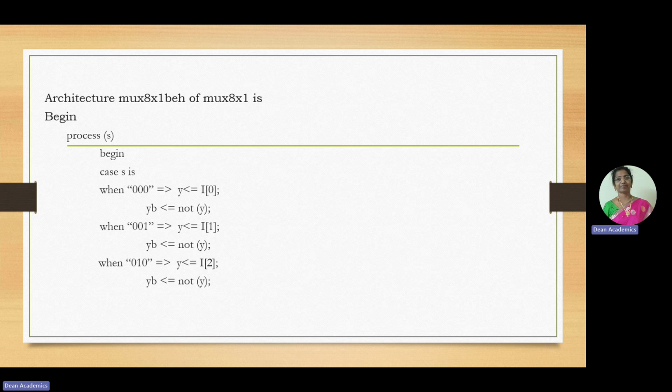when 000, that means S2 S1 S0 are all 0 0 0, then output Y is assigned I0 and Y bar is not of Y. And when select lines S are 001, then Y is I1 and Y bar is not of Y. When select lines S is 010, output Y is I2 and Y bar is not of Y.